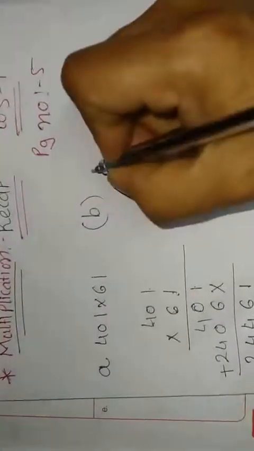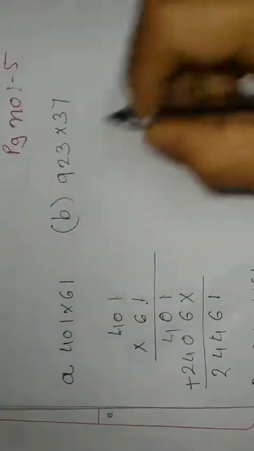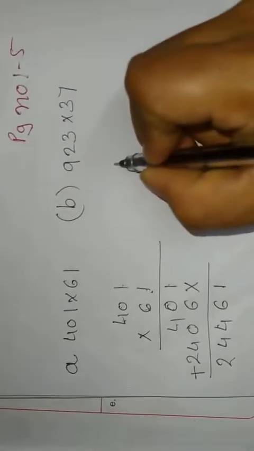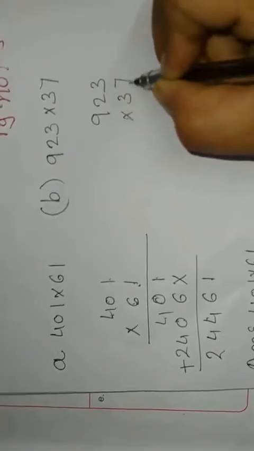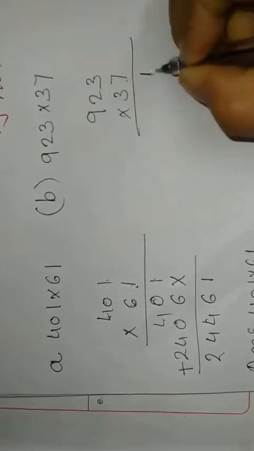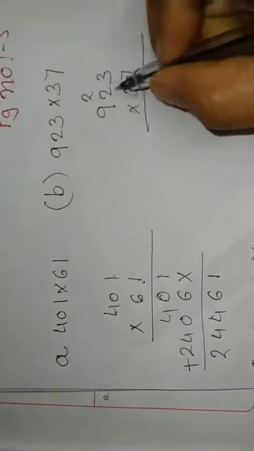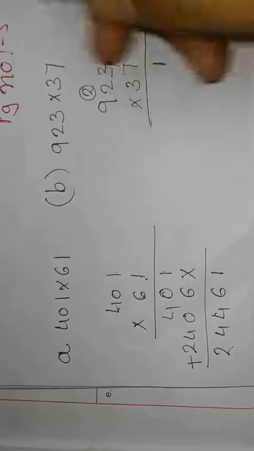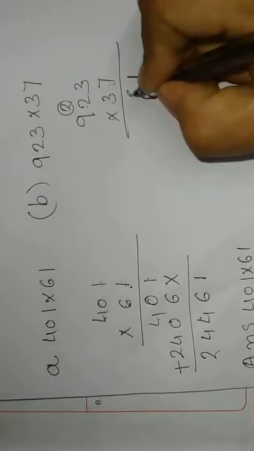Now next sum, b sum. In that, 923 into 37. So we have to write here 923 into 37. 7 3s are 21. We have to put here 1. 2 is a carryover. 7 2s are 14. 14 plus 2 is 16. We have to write 6 here.